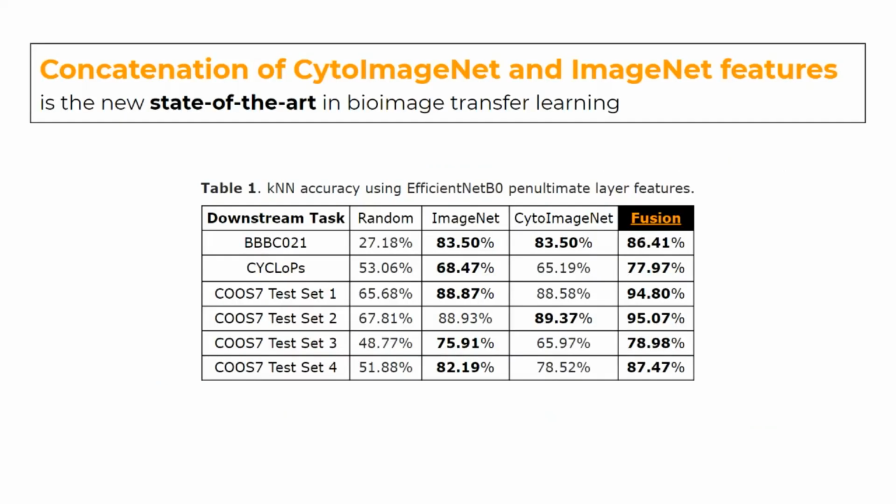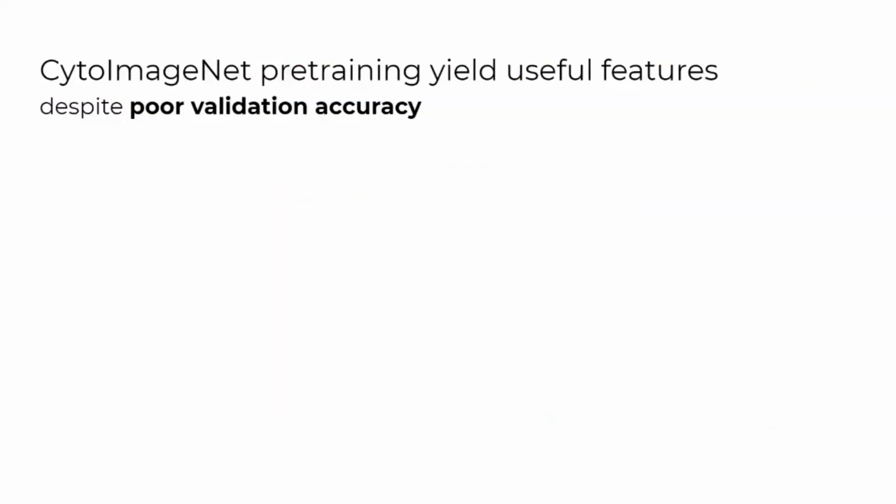Remarkably, the concatenation of CytoImageNet and ImageNet features shows a significant boost in performance over either alone. This suggests that CytoImageNet pre-training learns useful and different image features from ImageNet pre-training. Surprisingly, our CytoImageNet trained features alone do not outperform ImageNet trained features. However, our CytoImageNet trained model yielded useful features despite poor accuracy on the 10% validation set.